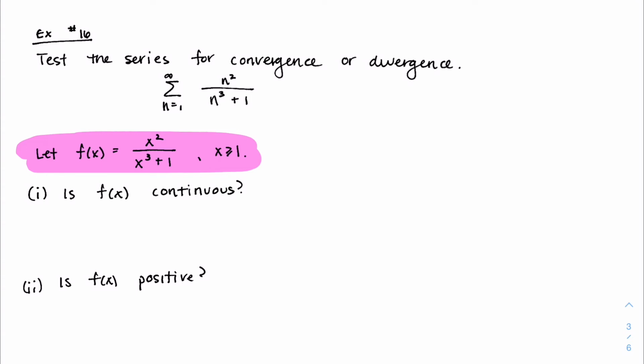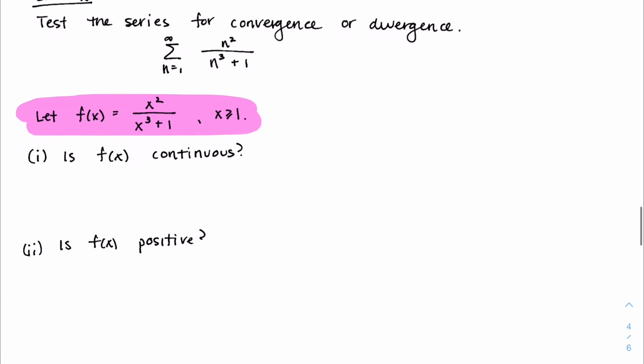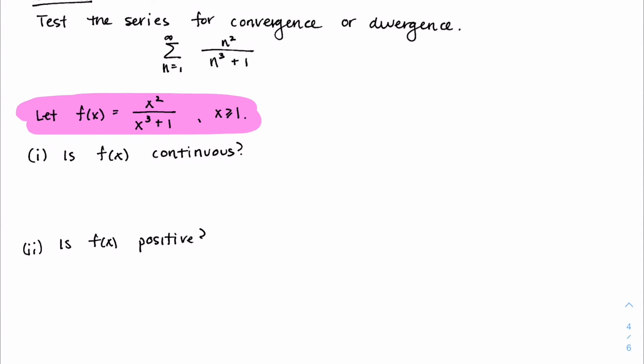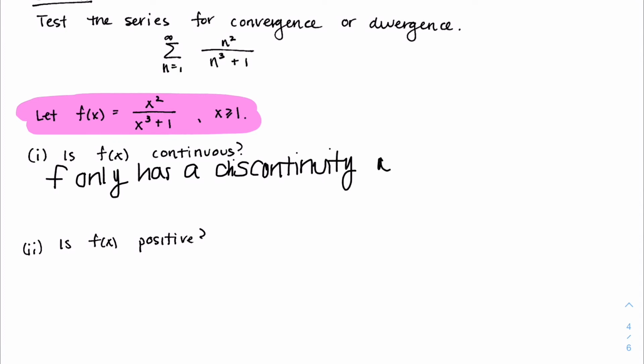So first, we've got to see if it's continuous. And if you look at that, the only time the denominator is going to equal 0 is when x is negative 1. So f only has a discontinuity at x equals negative 1. So it's continuous on 1 to infinity.